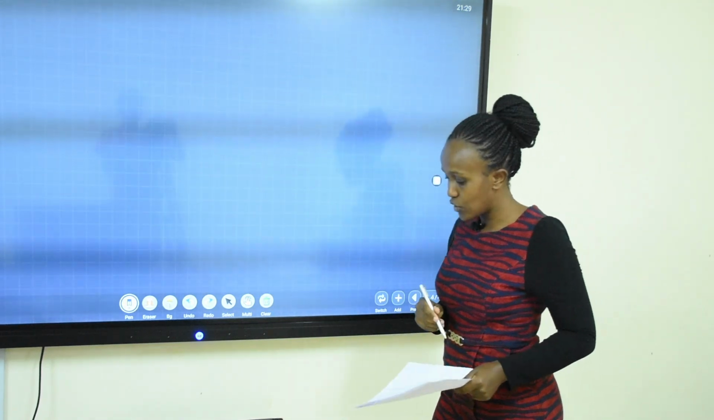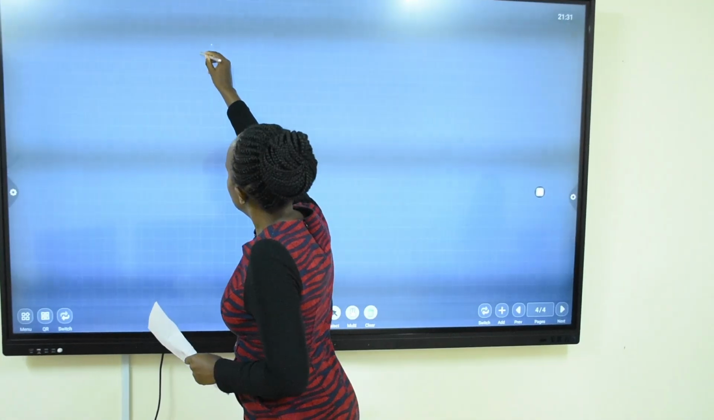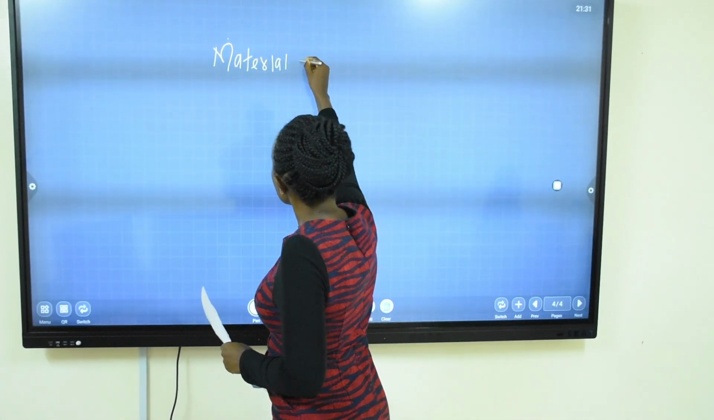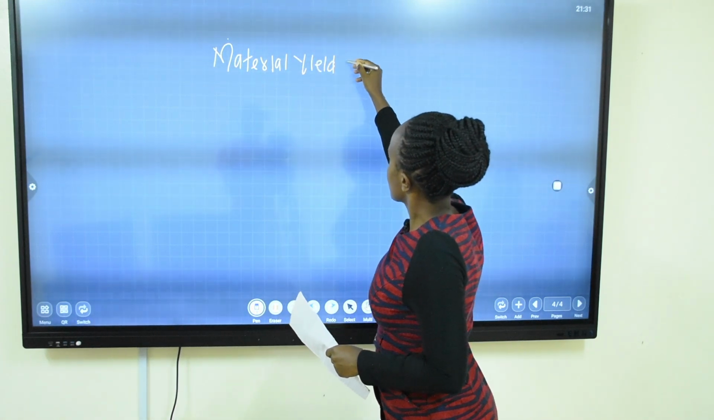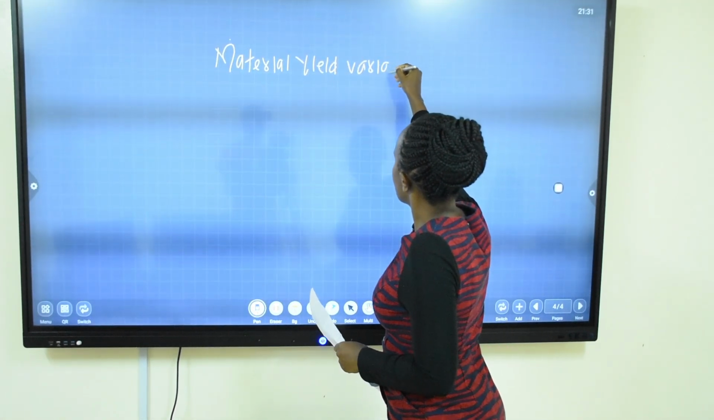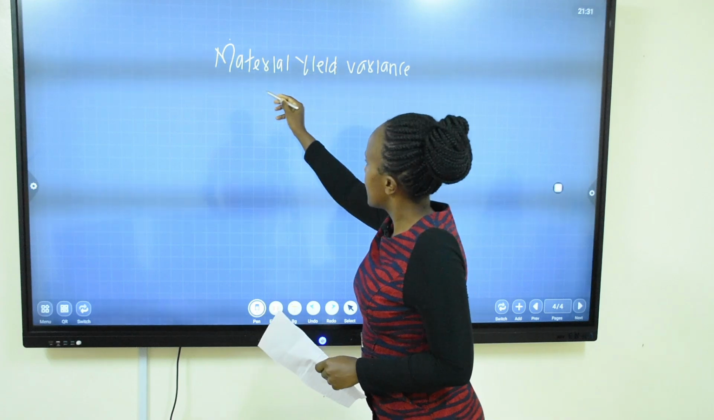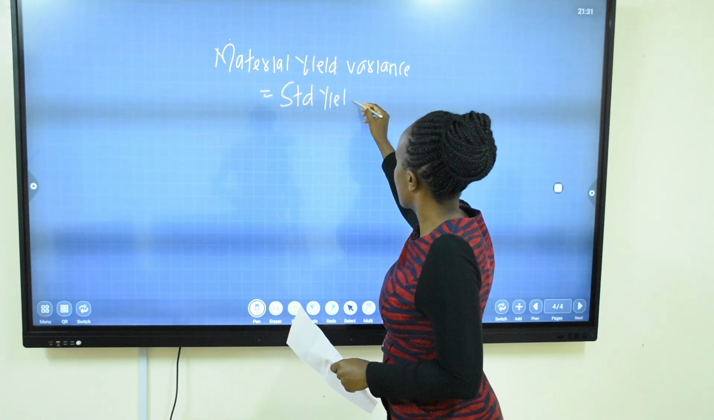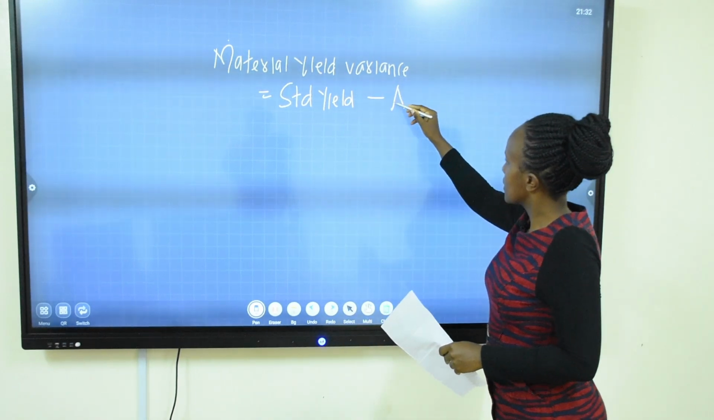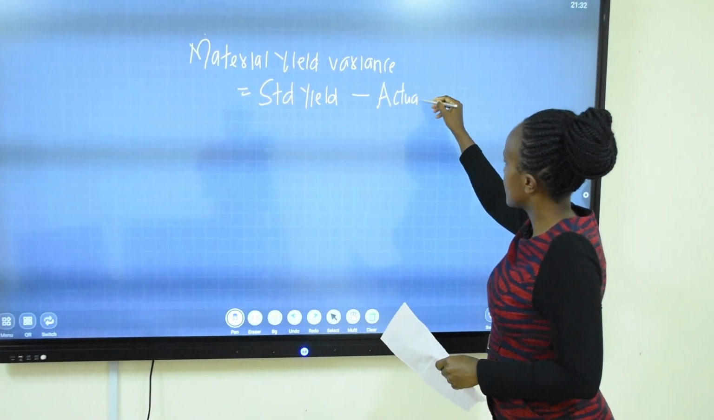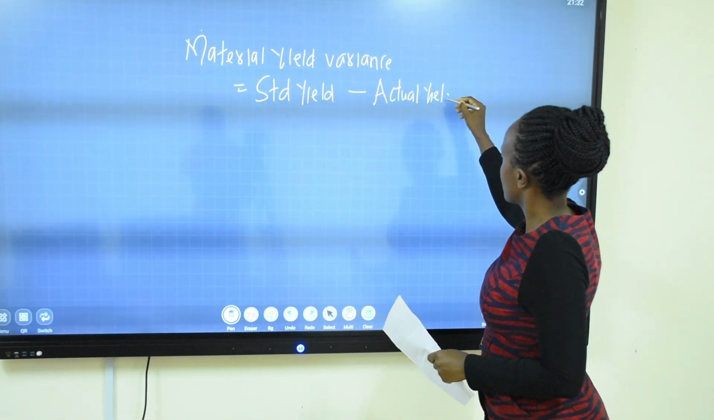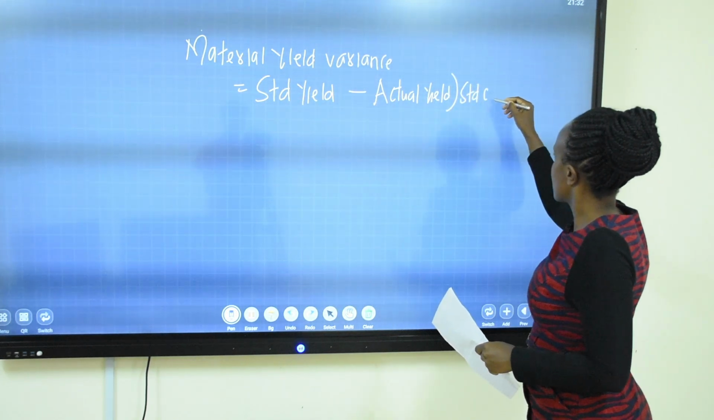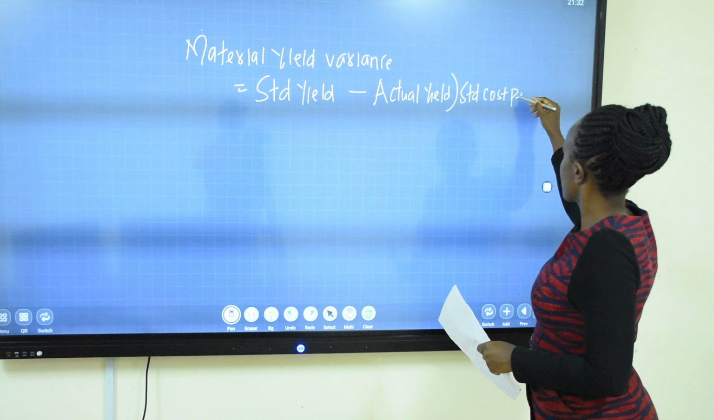Then you look at material yield variance. Material yield variance, which is given by, we said, standard yield minus the actual yield, multiplied by the standard cost per unit.